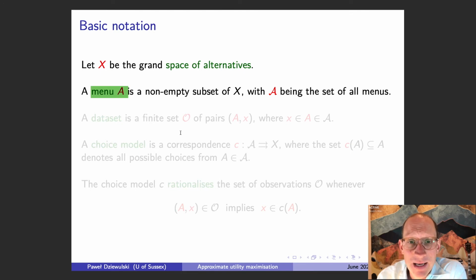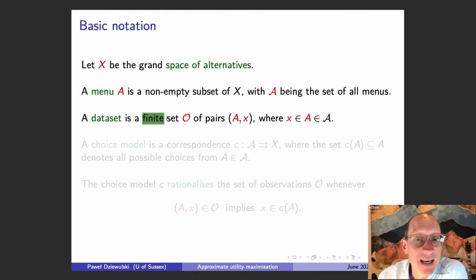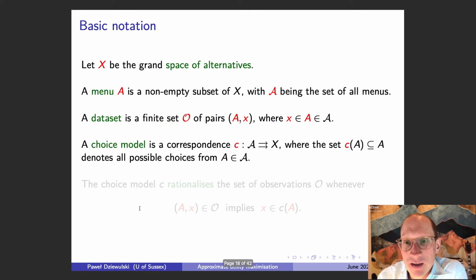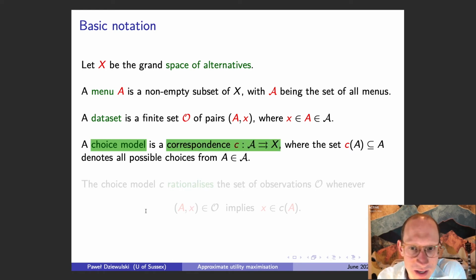A data set is just a finite set of pairs (A, x), where, as I mentioned previously, x is a choice made from A. So this is the information that the researcher actually has, gathered from an experiment or the field or whatever you like. Now I'll be talking about different choice models, two to be precise in this presentation, but to give you a general definition of what I mean by a choice model, it's just a correspondence that maps different menus into choices from those menus, right? So this is as standard as possible.